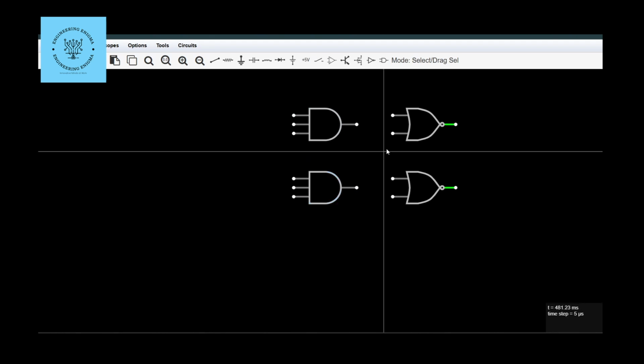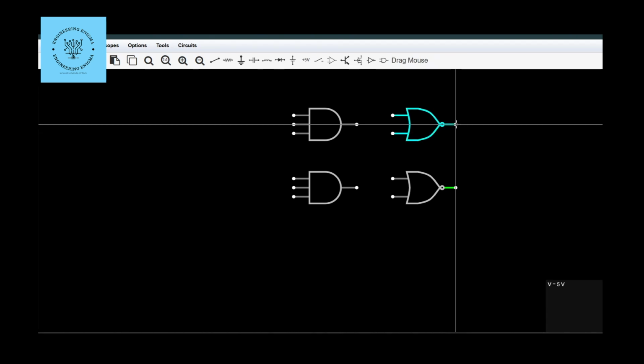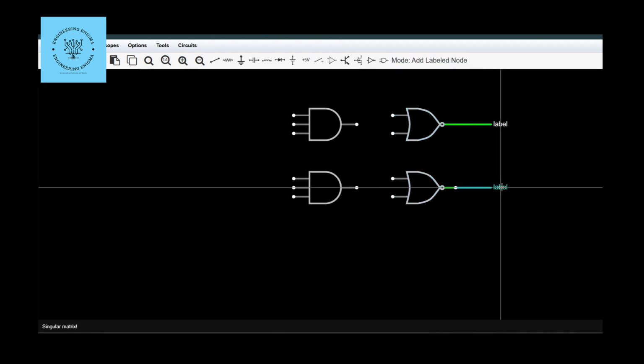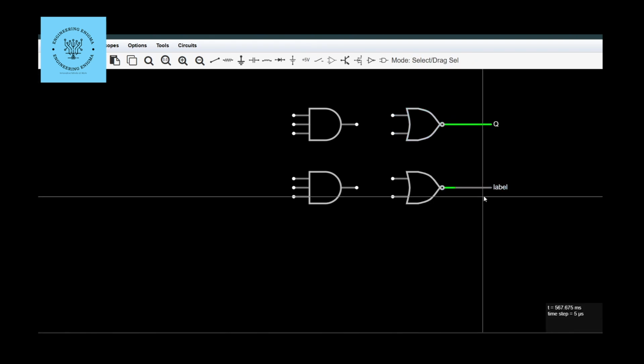A flip-flop is a memory element that stores one bit of data. Unlike a latch, a flip-flop works with a clock signal. This means the output changes only when the clock is active. Because of this, flip-flops are used in sequential circuits, registers, and counters.